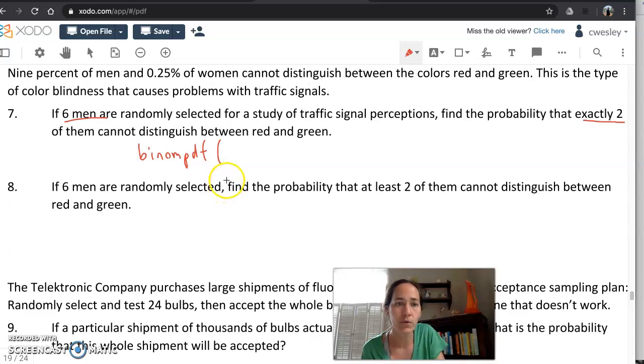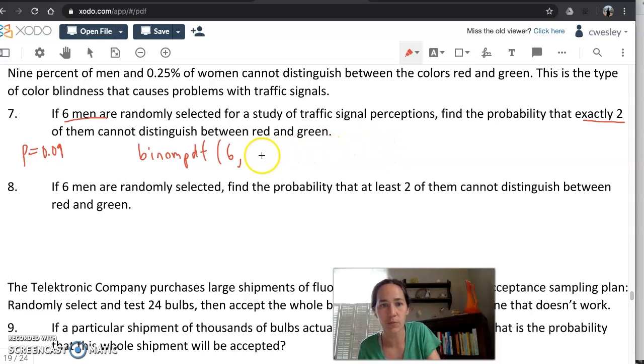What's your number of trials? You are randomly picking 6 men. The probability that they cannot distinguish, I'm going to say the probability of success here is that they are colorblind. So I'm going to say P equals 0.09. Like that. And that'll be what I call success in my experiment. So a 0.09 could go here for men, 0.09. And what's the probability exactly 2 of them turn out to be colorblind? I'll put a 2 in there for my X, for my desired number of successes.